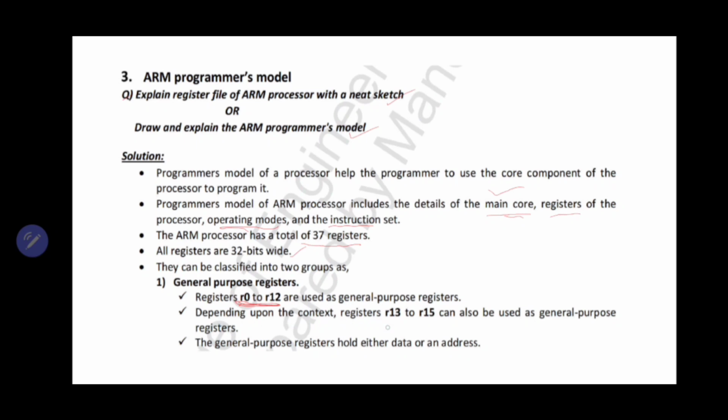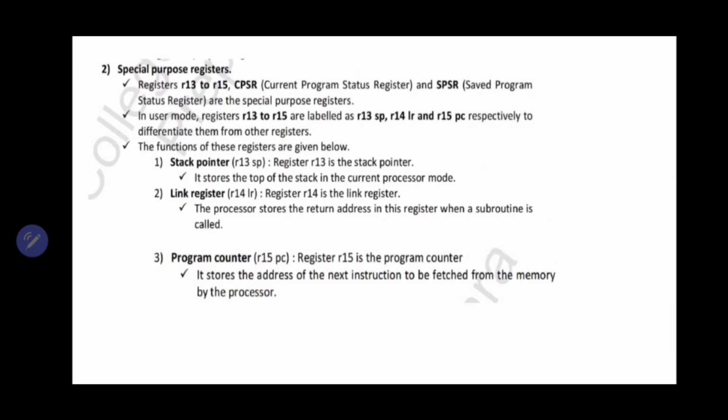Depending upon the context, the registers R13 to R15 can also be used as general purpose registers. They can be used as both general purpose and special purpose. The general purpose registers hold either data or an address. So mainly the general purpose registers are R0 to R12, and in some cases we can consider R13 to R15 also as general purpose registers.